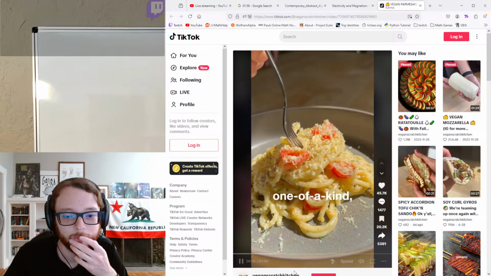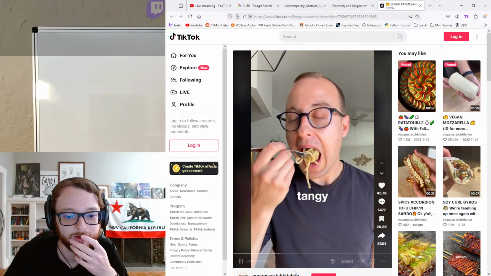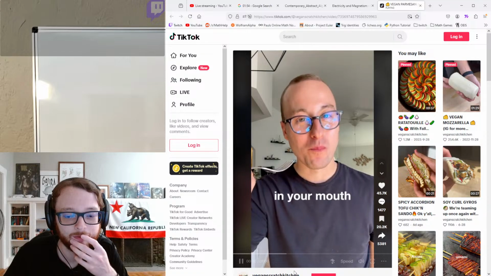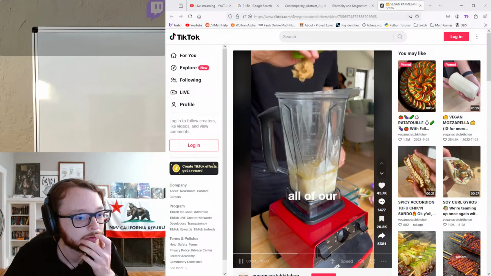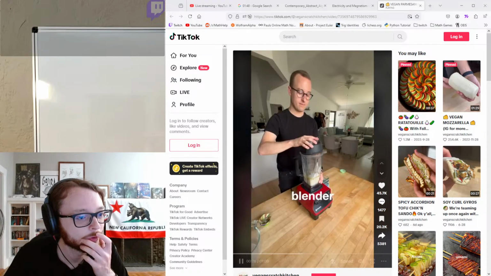Interesting. So Parmesan cheese actually isn't vegetarian. It's made with animals, and I guess this is a vegan Parmesan, which is even more impressive.